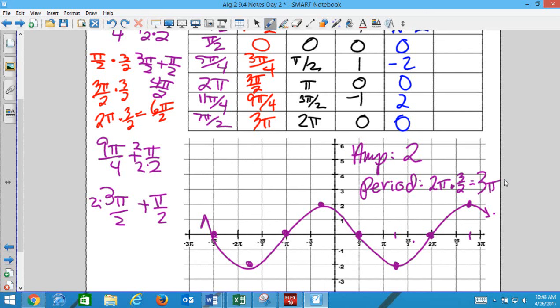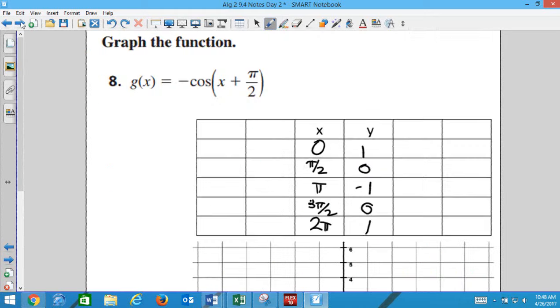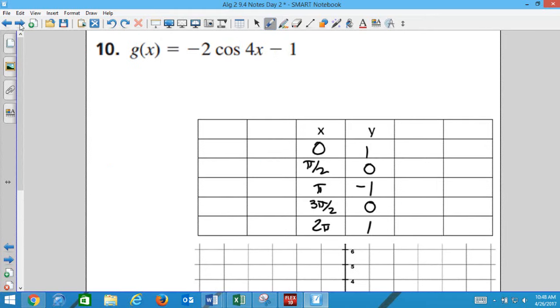All right, let's just do one more, and I'm going to have you kind of get started on your own, just to see that you're getting this. Let me see which one I want to do. Let's do 10. Go do 10. Try 10.